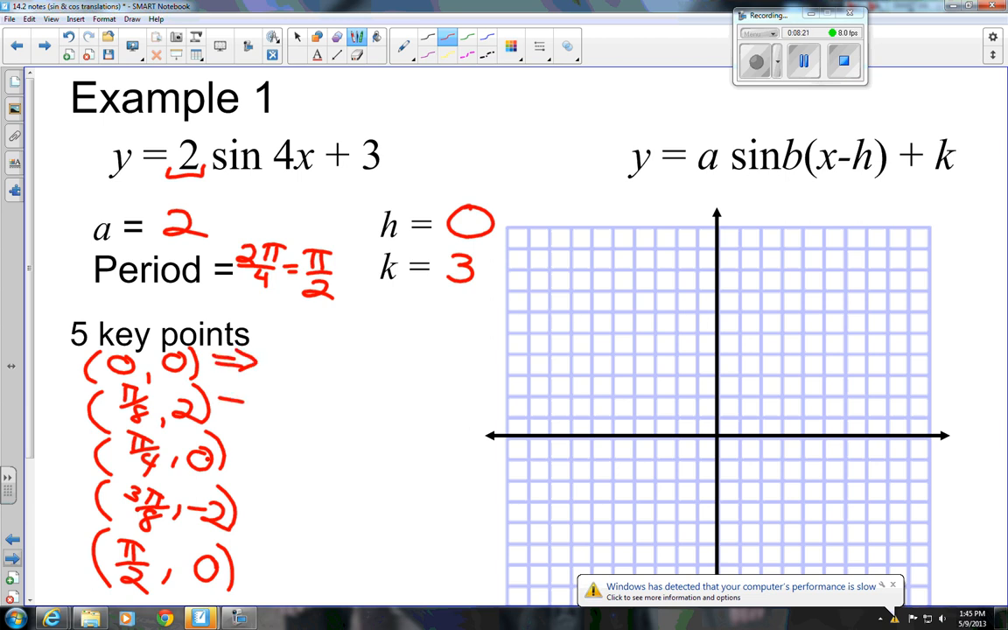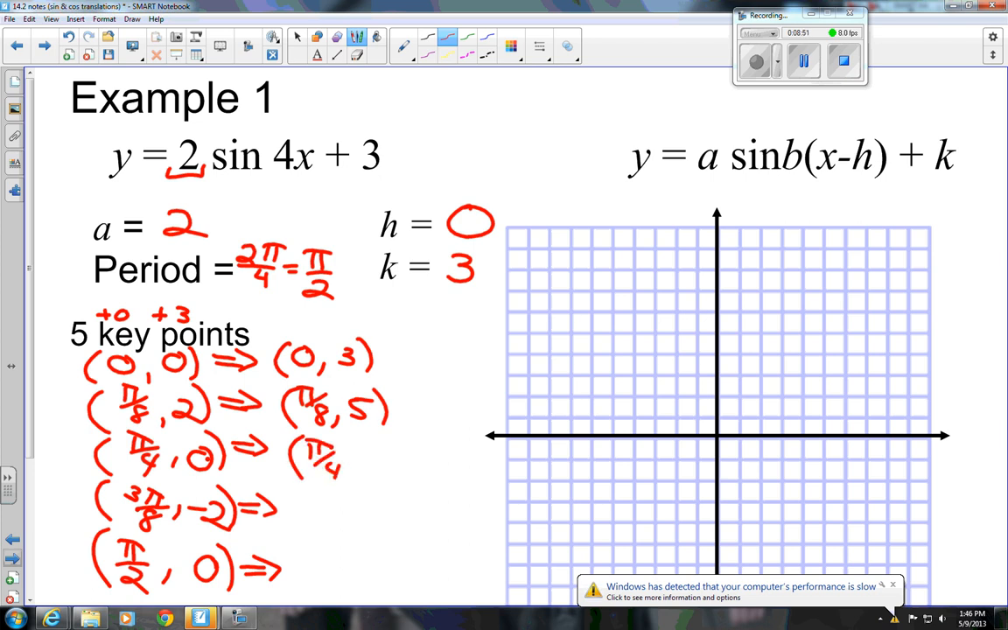So now is the new part. We're going to translate those. The h is 0, and the h always goes with the x, so we're not going to change the x values. The k is 3, so that means to every y value, I'm going to add 3. So now I have the points 0, 3; pi over 8, 5; pi over 4, 3; 3 pi over 8, 1; and pi over 2, 3.